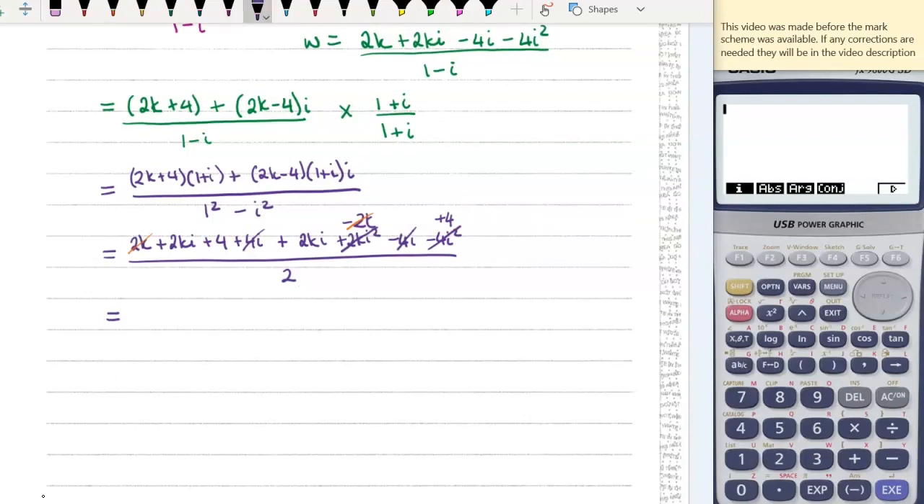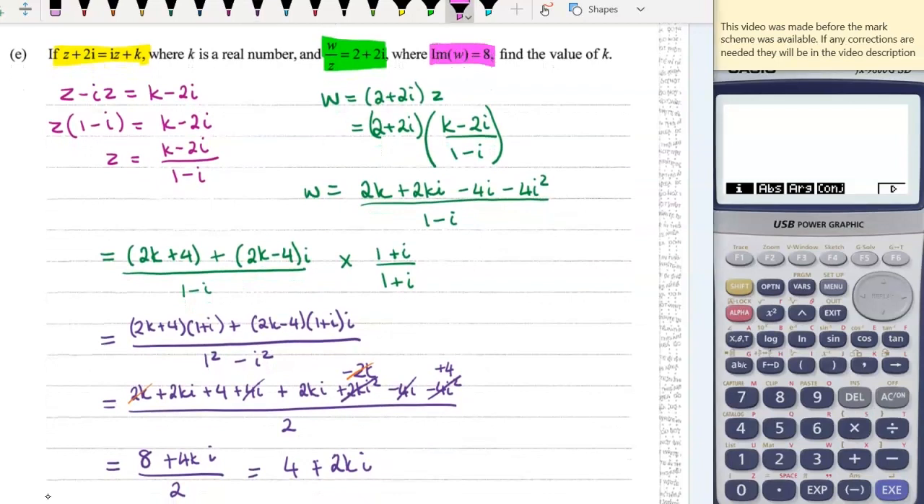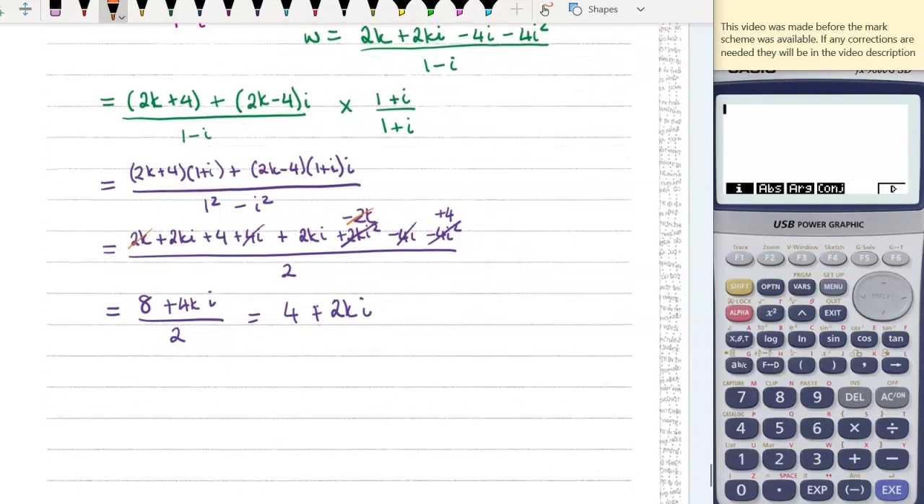on the next line down. So 8 and then plus 4ki all over 2. Or 4 plus 2ki. Now back up to the question, we have that the imaginary part of w is equal to 8. So the imaginary part of w is this piece just here. So that's 2k is equal to 8, therefore k is equal to 4.